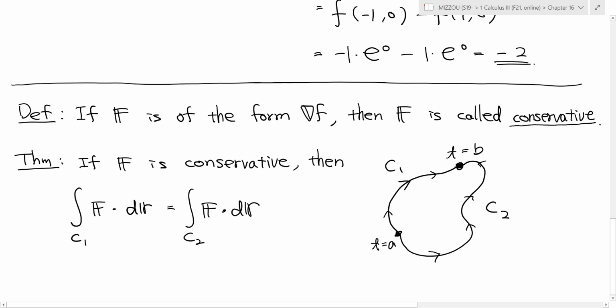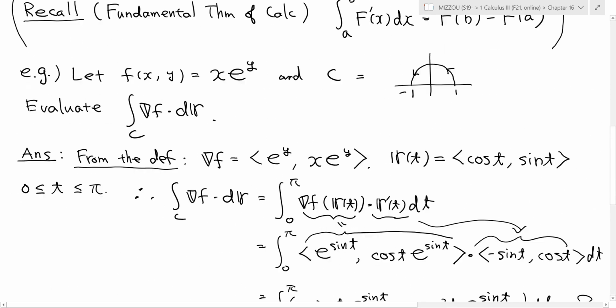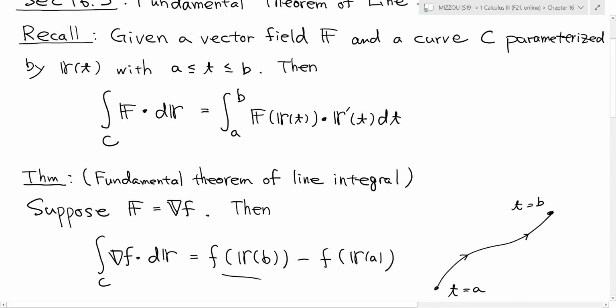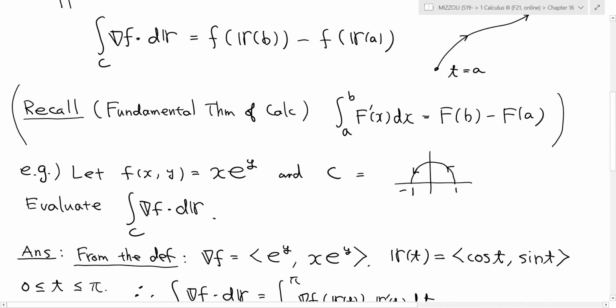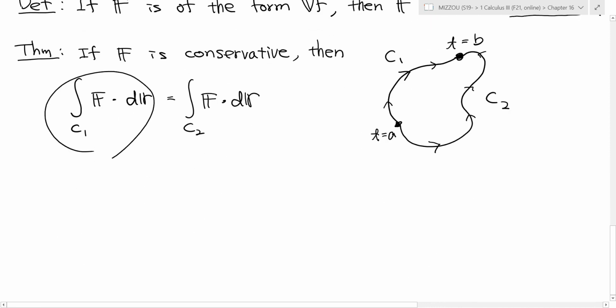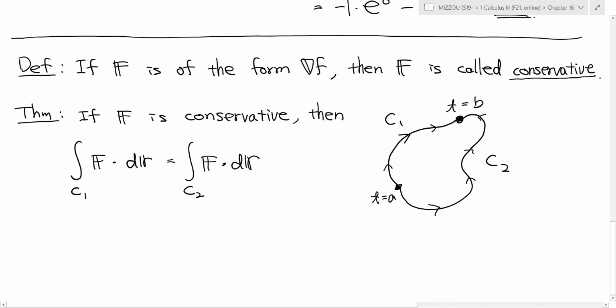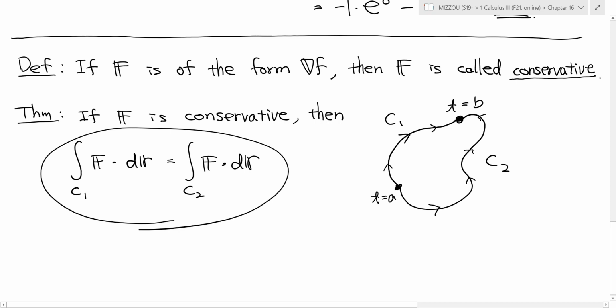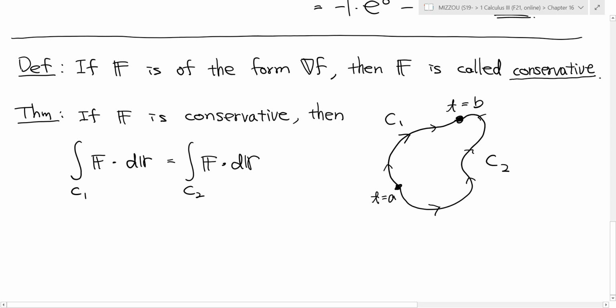If you have a vector field which is conservative, meaning that F is of the form gradient of f, then the value of the integral is determined only by the f values at the endpoints. Therefore, it's independent of the curve, independent of how the curve looks. What happens in between the two endpoints is totally irrelevant. What matters is only the endpoints. So we have this equality, where C1 and C2 share the endpoints.